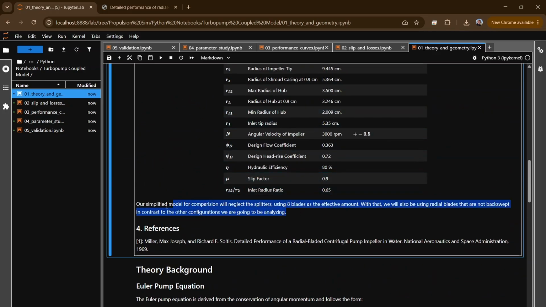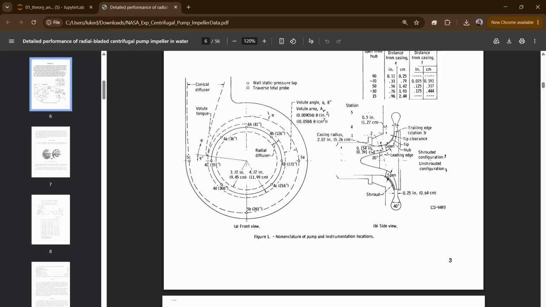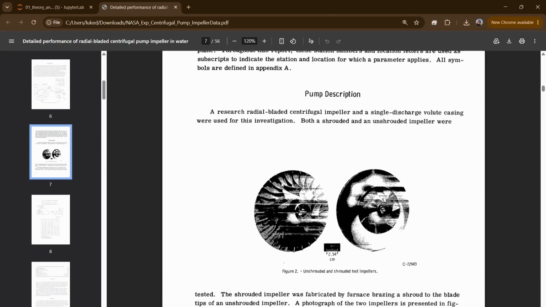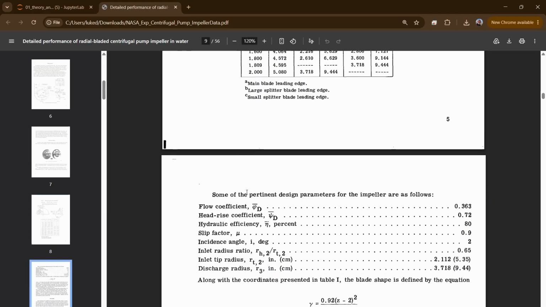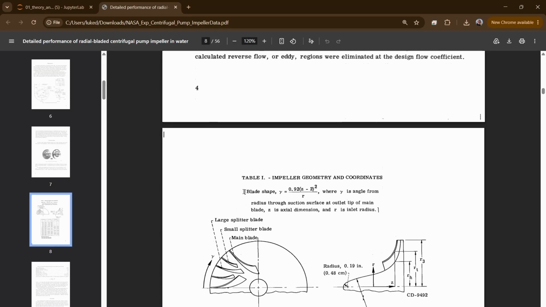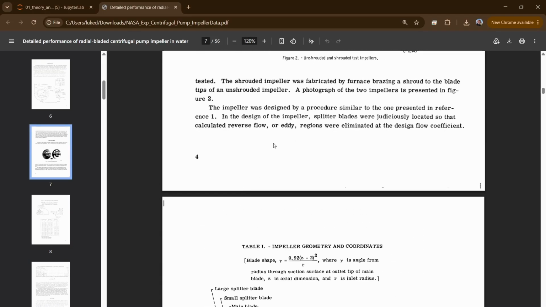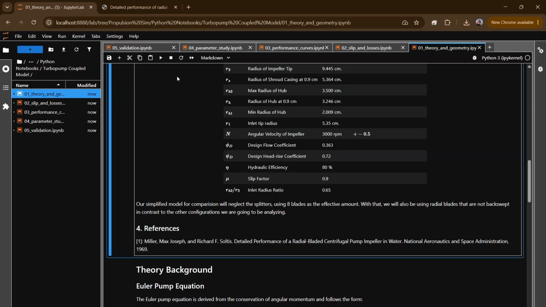And now, from here, I should mention, our simplified model, if you notice this impeller here, it has these splitters. Yeah, these splitters right here. We're actually neglecting these splitters. So what we're doing is we're choosing 8 blades by default instead of what they would have, like 21 with the splitters. So that's our only decision, and we're going to see how that affects it in the validation notebook and see what difference that really makes.